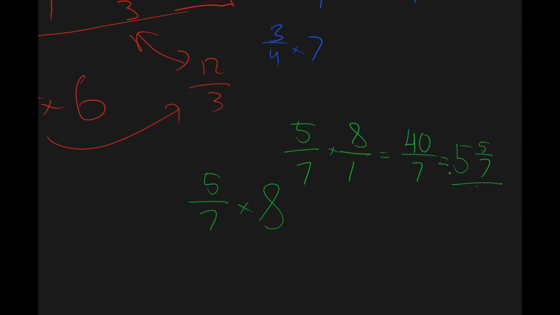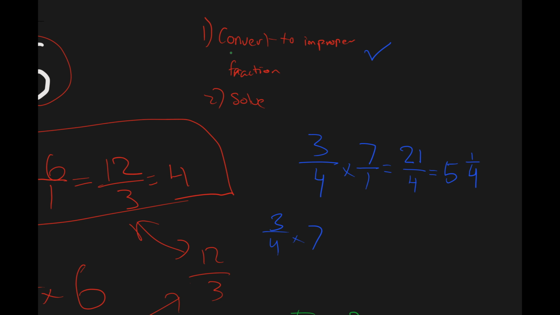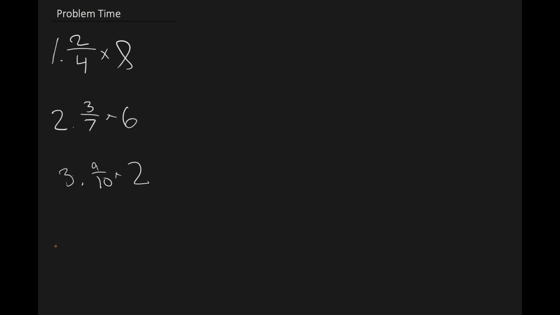So that is how you can multiply a fraction by a whole number. And it's actually kind of simple once you get the hang of the steps. So if you want to, you can copy the steps, but it's actually not that hard. There's really no reason to copy it because it's just 2 steps. Convert to improper fraction, just basically like multiplying any fraction by a fraction. So with that being said, let's go ahead and move on to problem time.